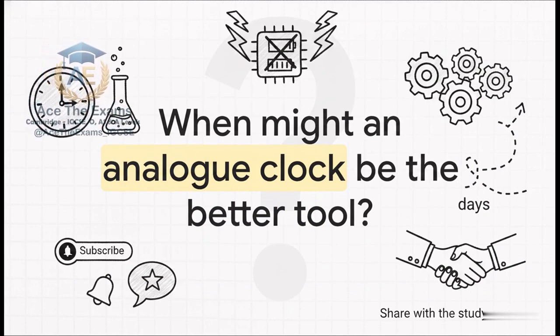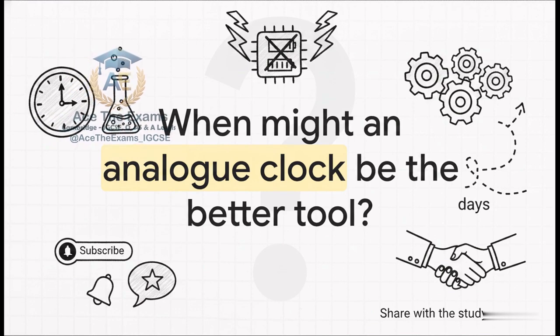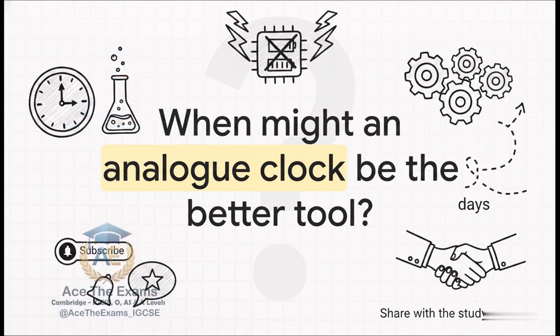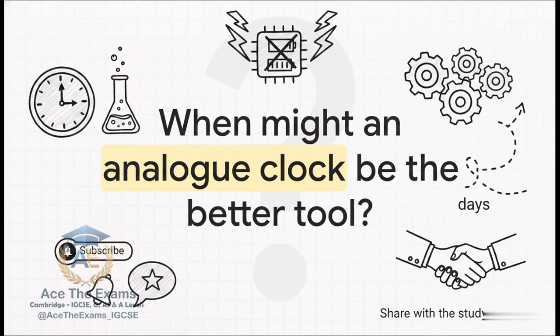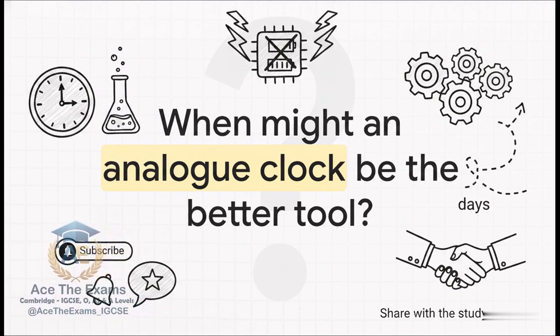I want to leave you with one final provocative thought to test your brand new strategic mindset. Earlier, we spent time proving that a digital stopwatch is far more precise than a standard analog clock. But as we've learned, precision isn't everything. Think critically for a second. In what specific physics experiment might a simple analog clock actually be the better tool to use? Consider experiments that last for days, or extreme environments where sensitive digital electronics might completely fail.